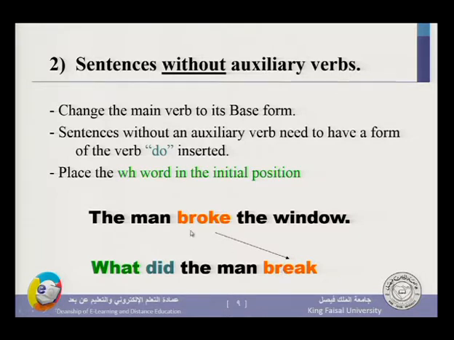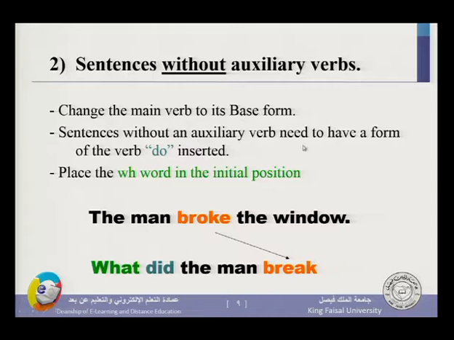See? Now the sentence is in the past. Can I ask the question in the present? No. You just change the verb into its base form, and then the tense is now on did, all right, or do in the present. So change the main verb, where the sentence is the man broke the window, the main verb is broke, into its base form, which is break, right?